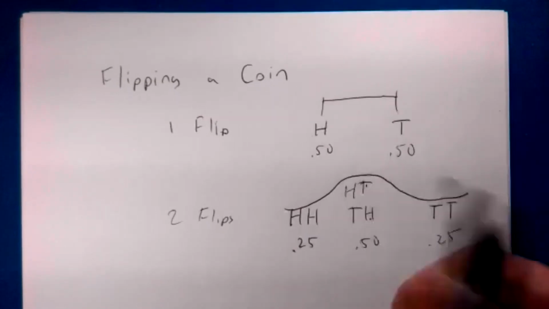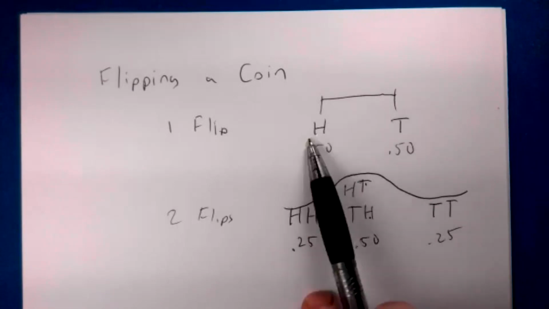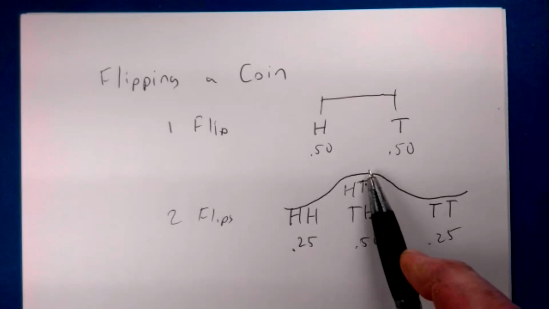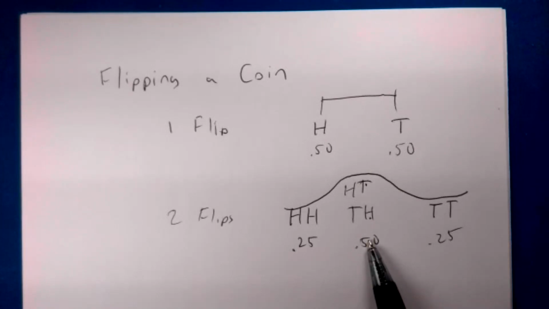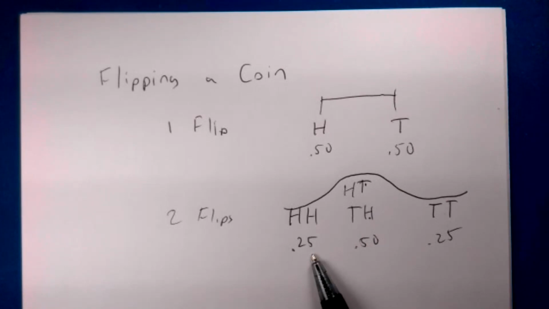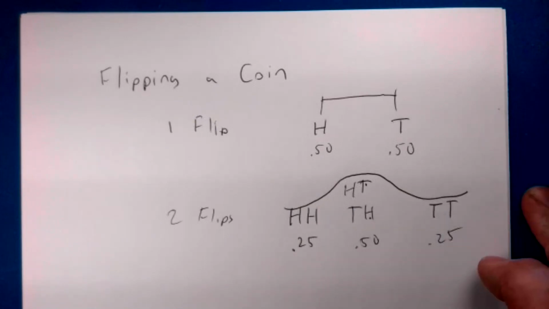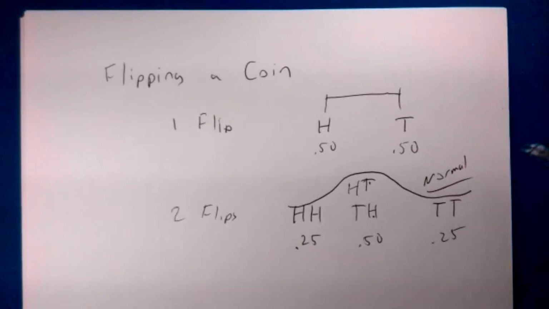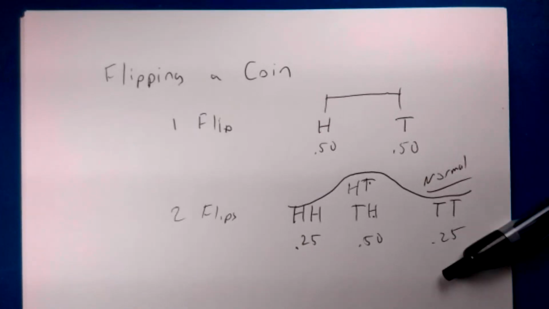So even after just one flip, it's 50-50. Two flips, if you don't care about the order, and for what we're doing, we don't care about the order, that you have one head and one tail is a 50% chance. Two heads are 25 and two tails are 25. You can see even after just two flips, it starts to become a normal distribution. And this is true for most distributions, that they will end up being normal.